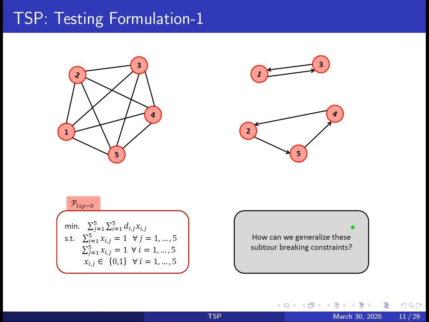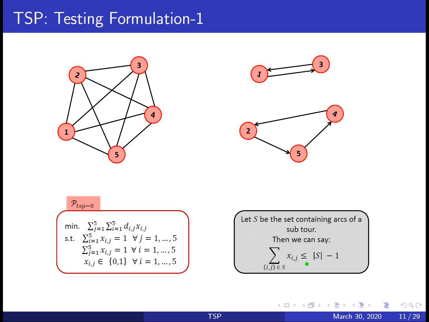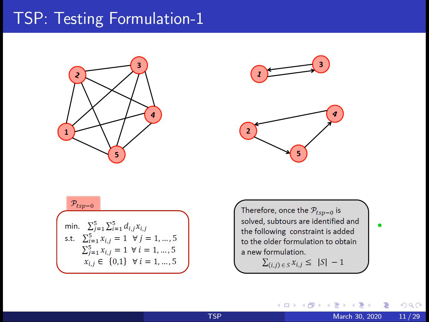In general, we can write this constraint as follows. From all the arcs of the subtour, at least one of the arcs should be removed. This symbol here is the cardinality of the subtour. It means the number of arcs you have in the subtour. So this constraint basically says from all the arcs of the subtour, you have to remove at least one of the arcs.